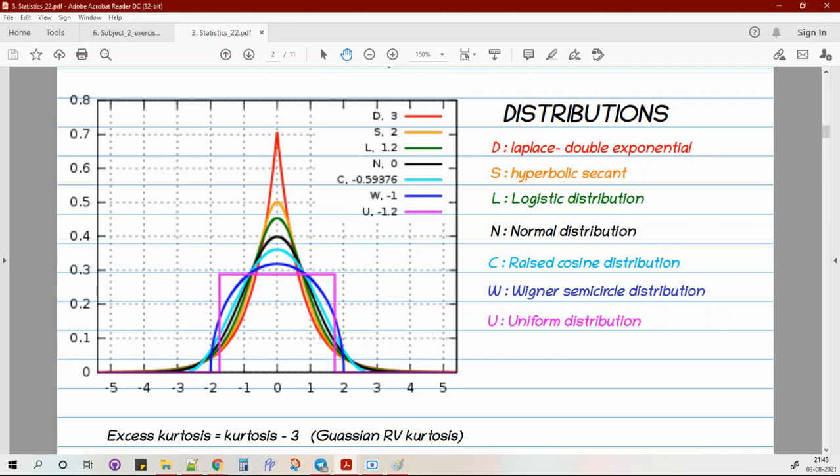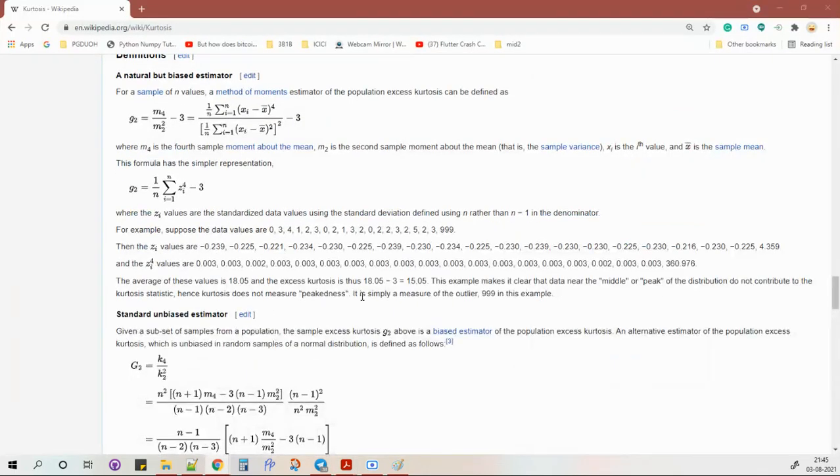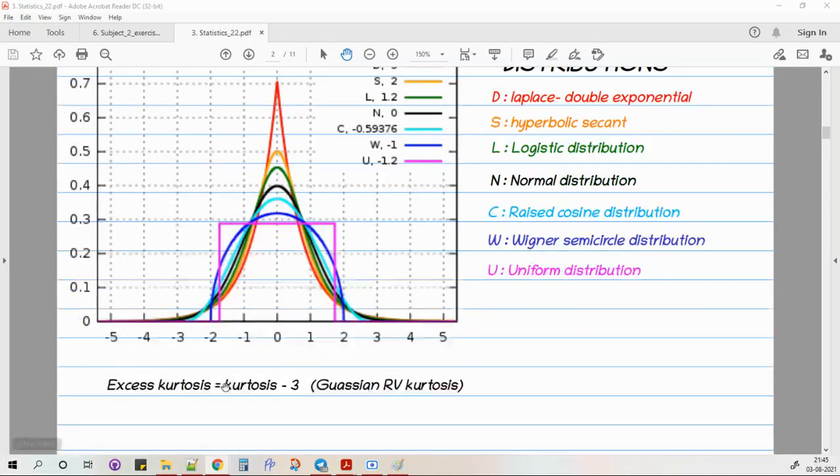Sorry to interrupt, Mayur. For the normal distribution, the black line, kurtosis would be 3, and excess kurtosis would be 0, right? Right. Excess kurtosis is nothing but how much excess kurtosis you have with reference to the normal distribution. And the kurtosis for the normal distribution is 3.